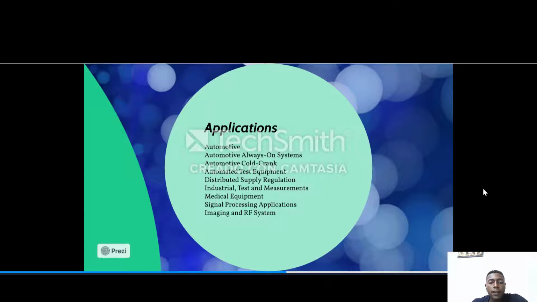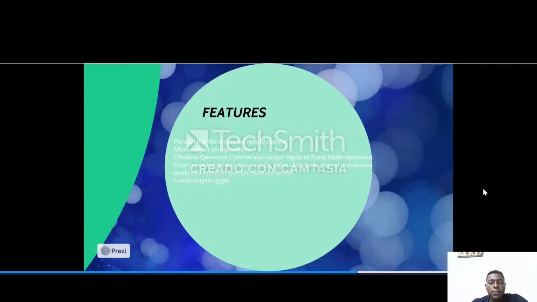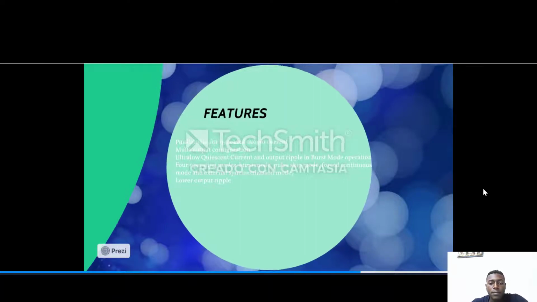Imagine an RF system. Fixture. Variable for increased output current, multi-output configurations, ultra-low quiescent current and output ripple. In burst mode operation, operating modes: burst mode, pulse skip mode, forced continuous mode and external synchronization, mode lower output ripple.